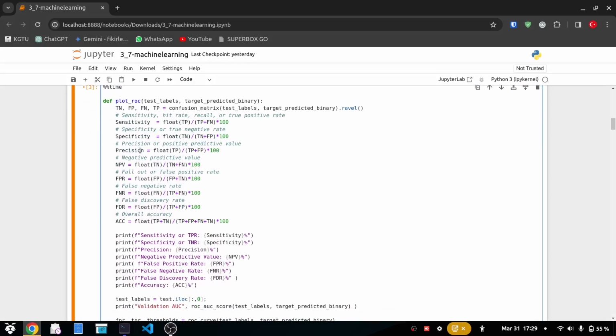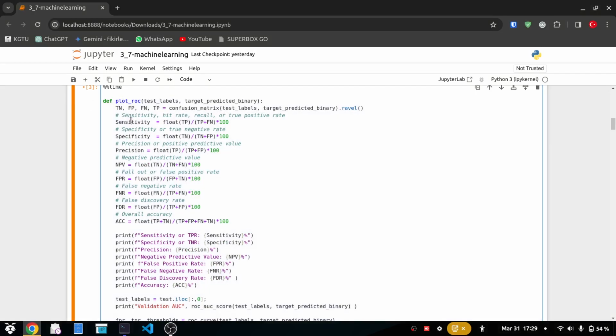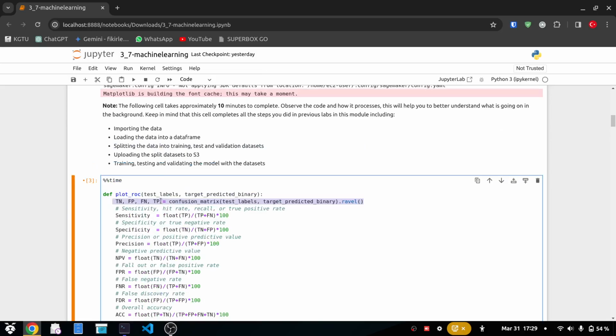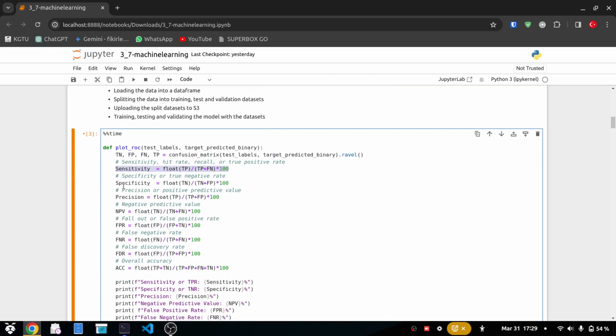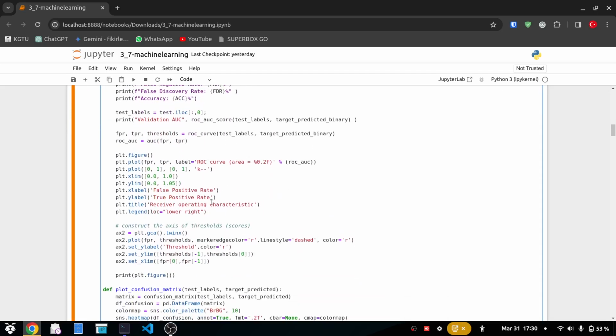So we have defined a function for plotting the ROC diagram. It has some performance metrics defined. For example, we are first defining the true negative, true positive, false positive, and false negative values, and we are computing the sensitivity, specificity, precision, negative predictive value, fallout or false positive rate, false negative rate, and false discovery rate. Overall accuracy is also computed using this function defined in here, and also we are plotting our ROC in matplotlib.